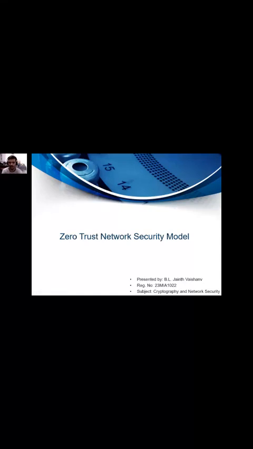Today I am going to talk about a very modern and powerful security concept called the zero trust network security model. This presentation is a part of our subject cryptography and network security, and throughout the sections we will explain how organizations use zero trust with cryptographic methods and continuous verification. In a world where cyber attacks and remote work are increasing, zero trust is becoming one of the most reliable models to secure digital systems. Let's see the introduction.